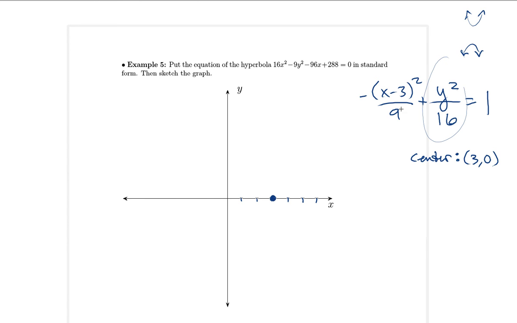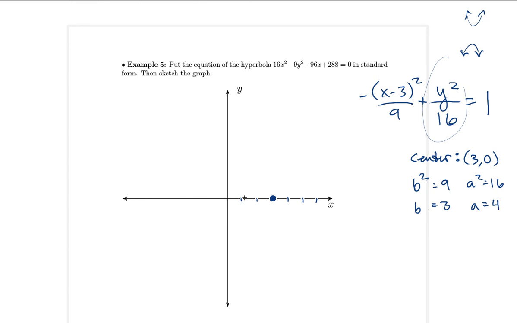All right, and then we can see b squared is equal to 9, so that means b equals 3. And then a squared is equal to 16, so a equals 4.